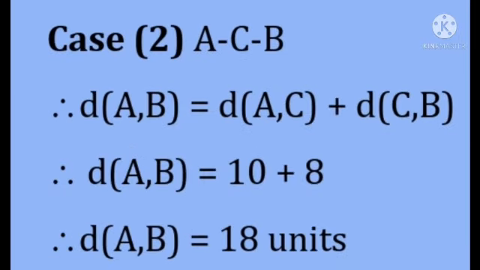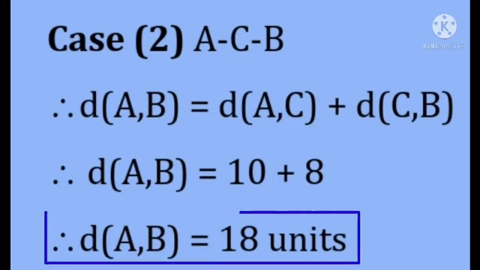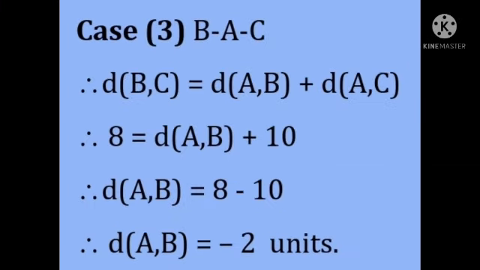Now, A-C-B. Therefore, distance of AB is equal to distance of AC plus distance of CB. Therefore, distance of AB is equal to 10 plus 8, we will get 18. Therefore, distance of AB is equal to 18 units. Now, we go through case 3. Now, B-A-C.